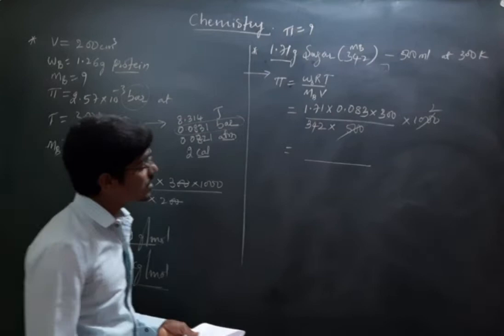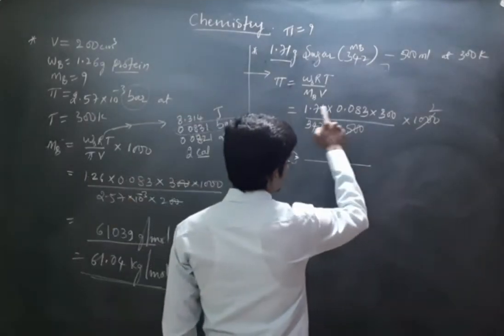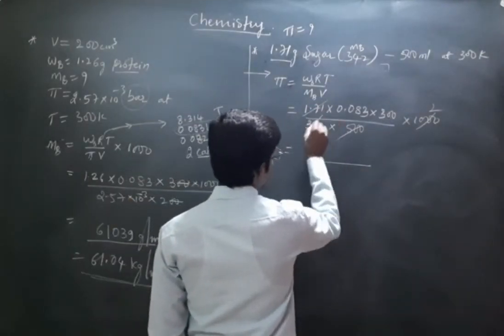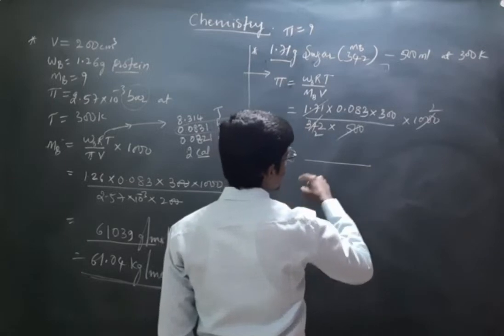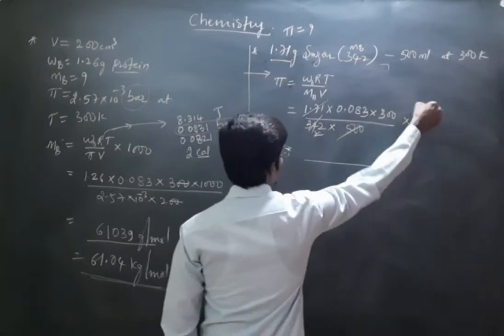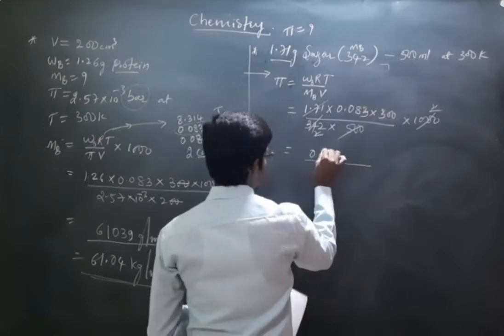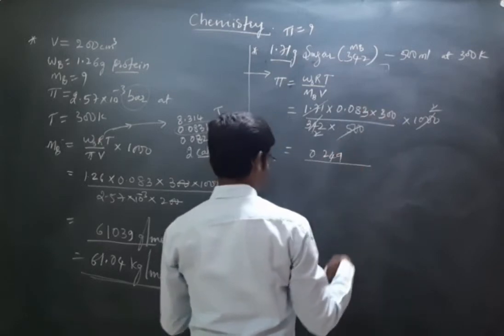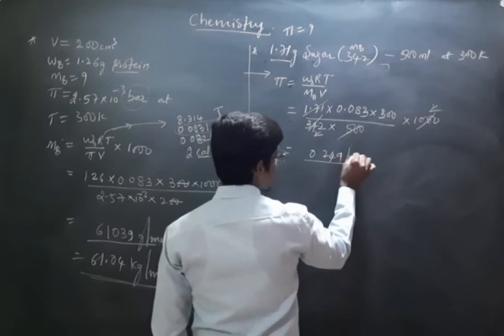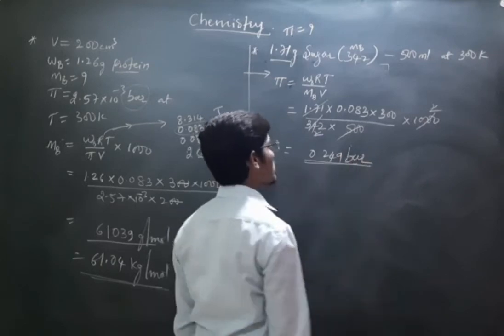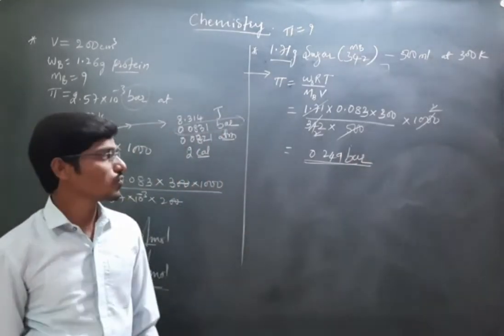The final answer is, so 300, 100 into this 171, 171 ones are 2s, 1 by 2, the 2s get cancelled. So 0.083 into 3, and that is 0.249, right? 0.249 bar. The osmotic pressure of the solution is 0.249 bar.